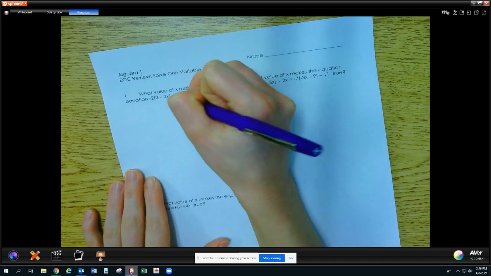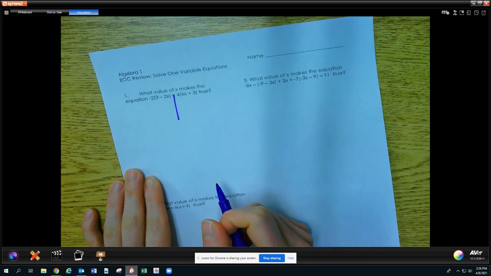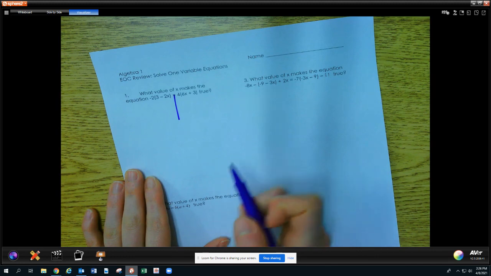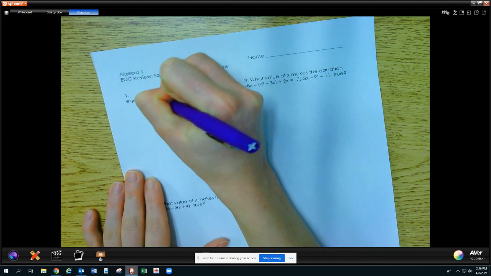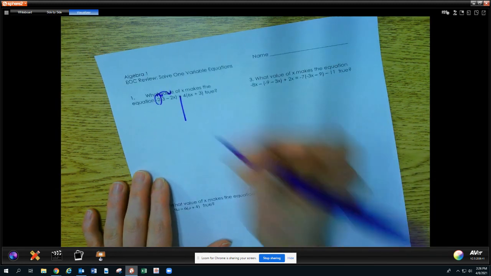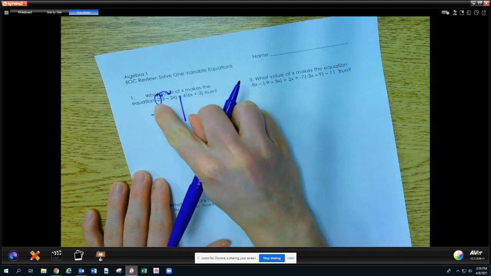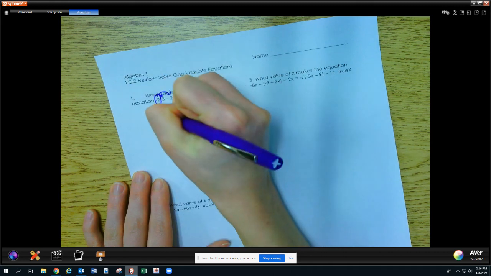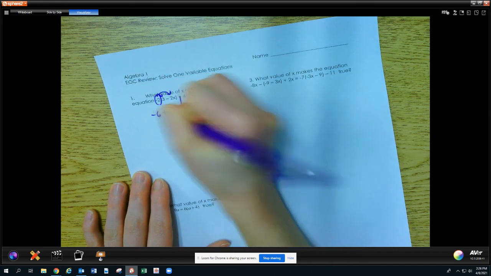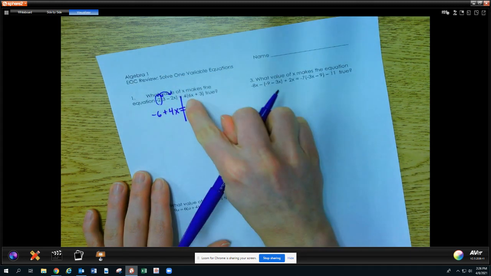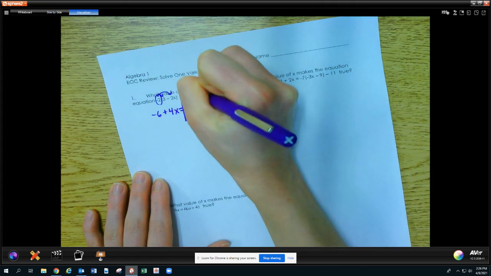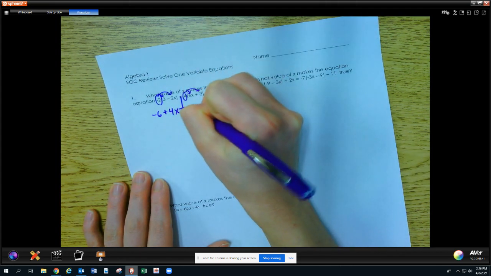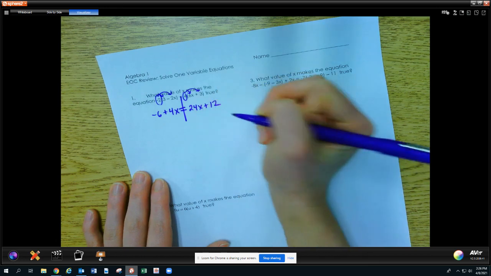Whenever you see parentheses, you need to take care of those first. So we are going to distribute a -2 to each of those and get -6. And then -2 times -2 is positive 4x. Okay, on the right side, we're distributing a 4 to each term, giving us 24x plus 12.